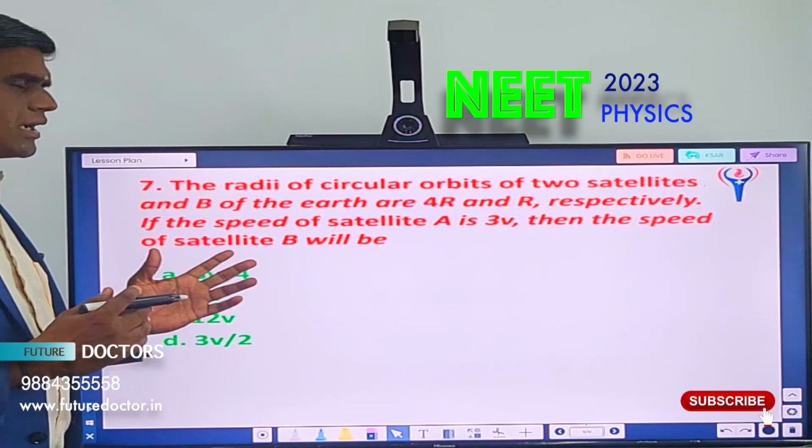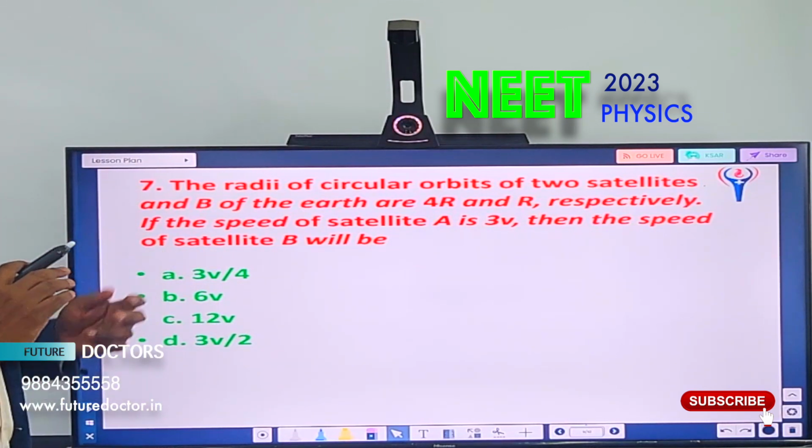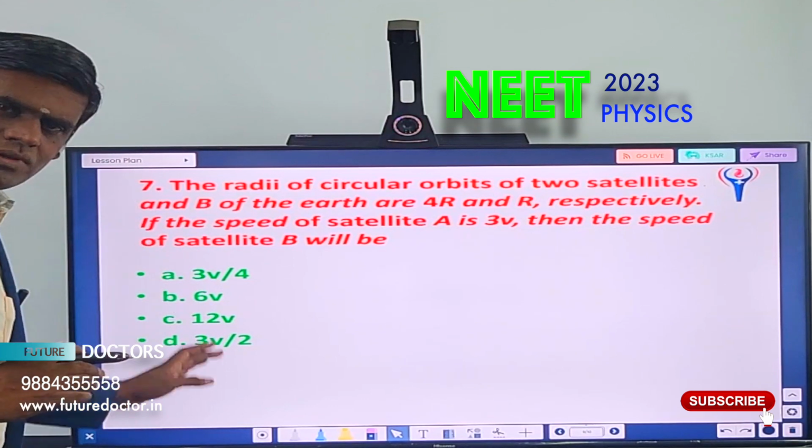Here you should know the relation, or formula, of the orbital speed, orbital velocity of the satellite. By knowing the formula only, you will solve this question.